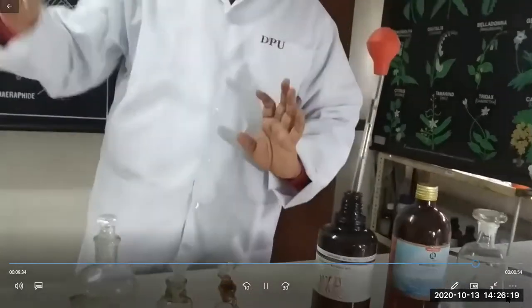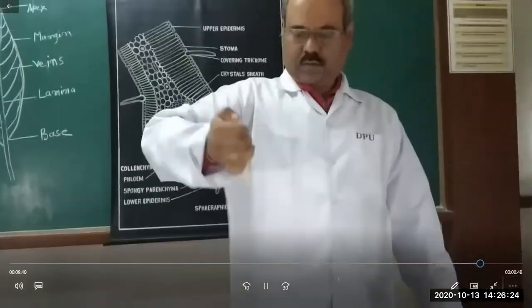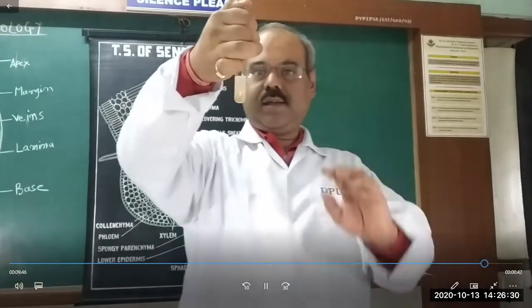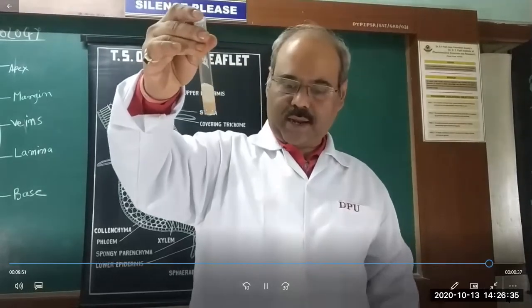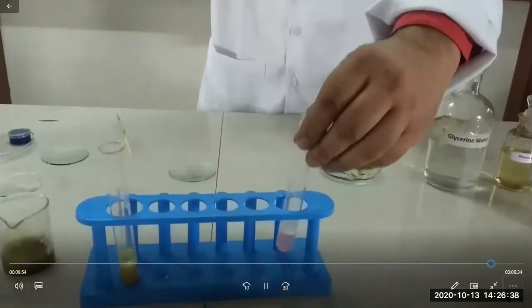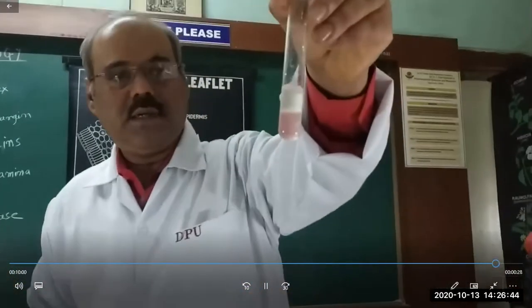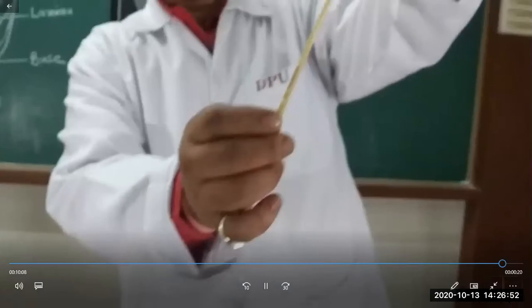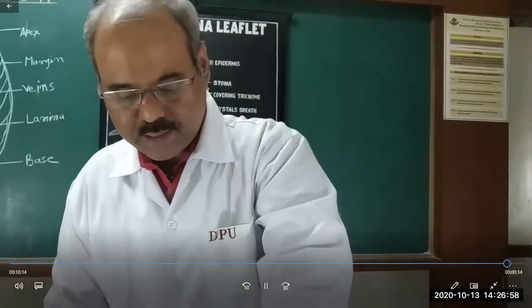Now you have to shake it. Upon shaking, you will see that the ammoniacal layer turns pink. This pink color confirms the presence of anthraquinone glycoside. After standing for a few minutes, this pink color will be clearly visible. You have to let it stand for a few minutes. So this pink color confirms the presence of anthraquinone glycoside. This is the modified Borntrager test.